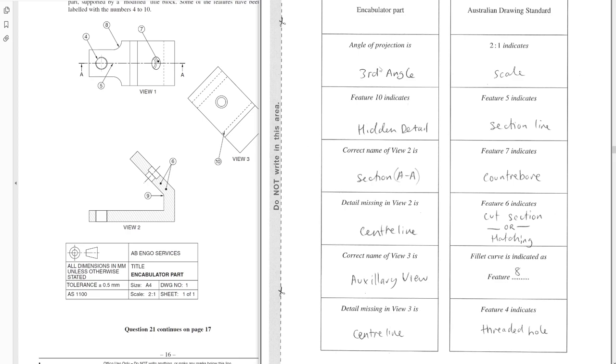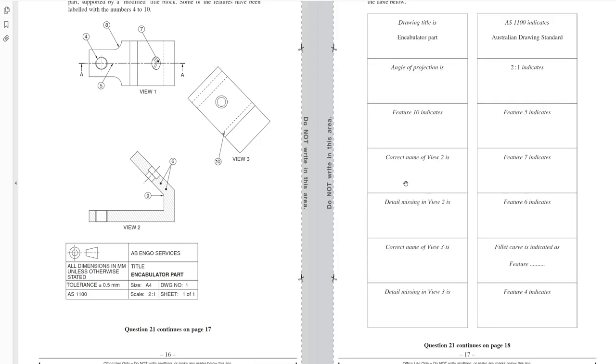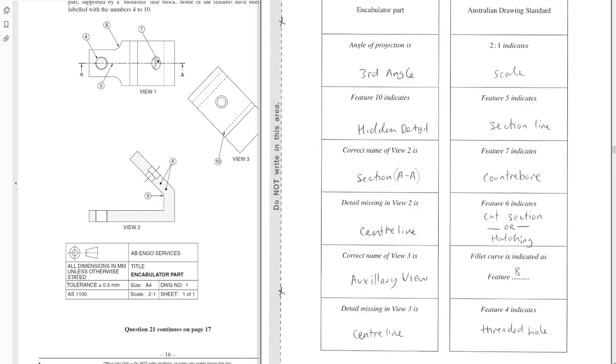So what they're saying is the angle, it's in third angle projection, right? That's what we normally do. The scale, the number 2:1, it tells us here scale is 2:1. It even says the word scale. So they're setting us up to help make it easier for us.